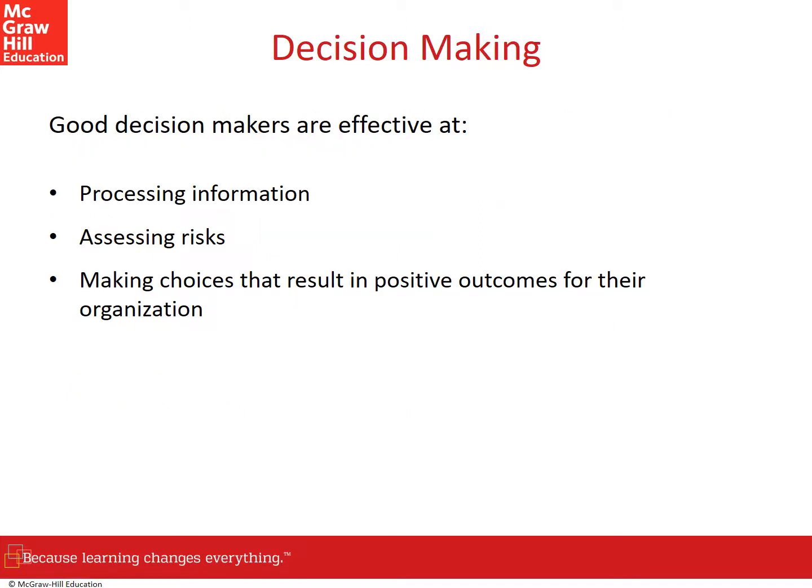So good decision makers, we see some characteristics here. They're super, super good at processing information, at thinking about what the risks are, and making choices that result in good outcomes for the organization. They're also concise. They have an ability to look and analyze and see what's presented to them as far as the options and make a decision.